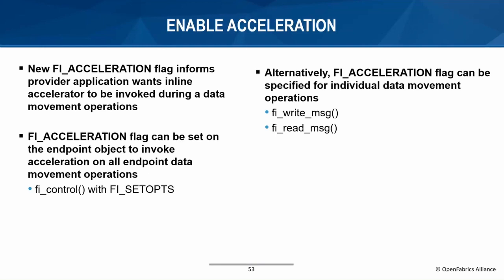Once we associate an endpoint as being acceleration capable, we specify specific values for the acceleration flags. These acceleration flags, as I mentioned earlier, can be set for each endpoint object, and then you can invoke them for the different data movement operations. There are a couple of OFI functions, like FI write message and FI read message, where you don't necessarily have to enable it on an endpoint basis. They have an additional parameter where you can invoke it on a per operation basis. So that option is also available. Next slide.